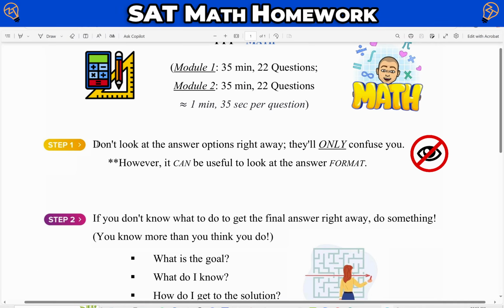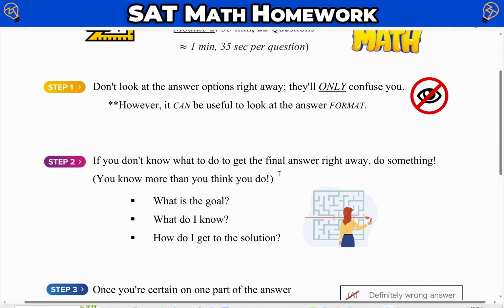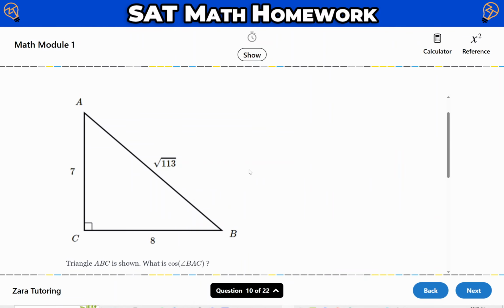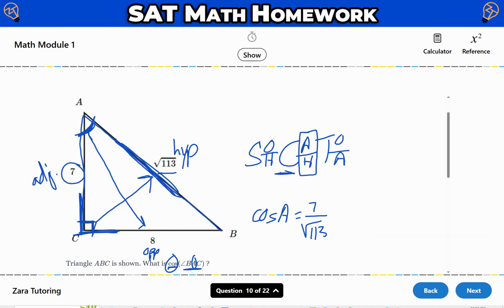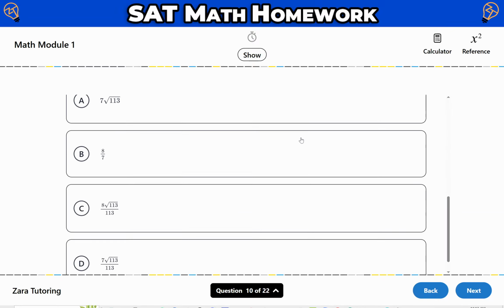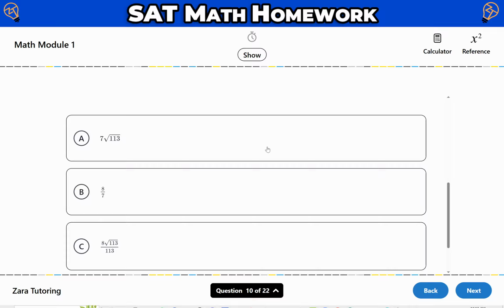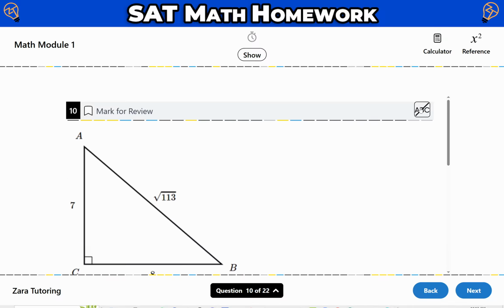Now keep in mind, we always say don't look at the answer options right away. They'll only confuse you. However, it can be useful to look at the answer format. And once we establish that it's 7 over root 113, we can go ahead and look at the answer options to see, do we really need to put that in the calculator? Well, no, we didn't get any decimals here. We could start doing process of elimination if we want.